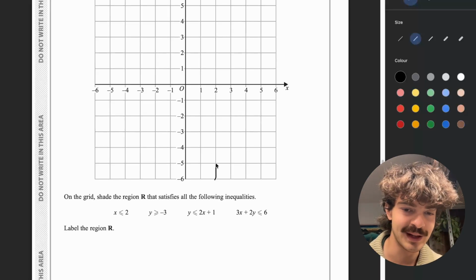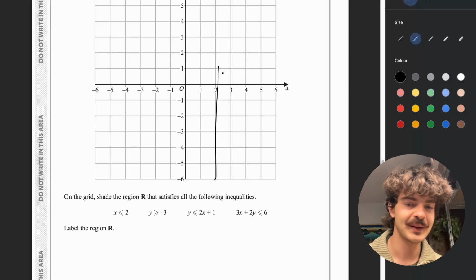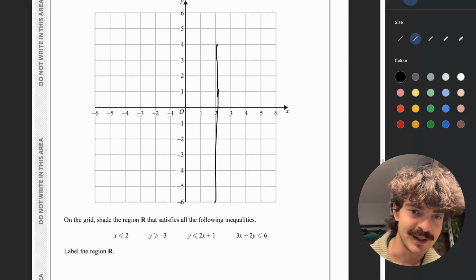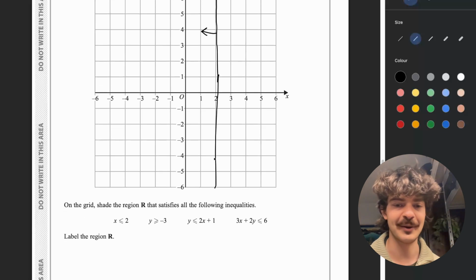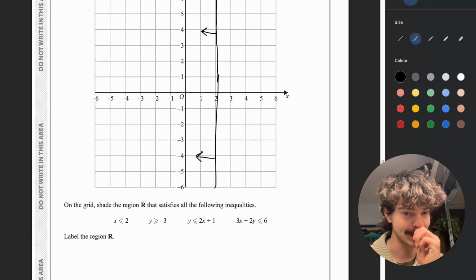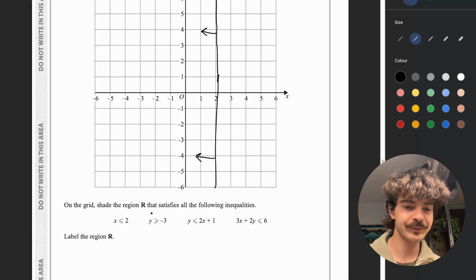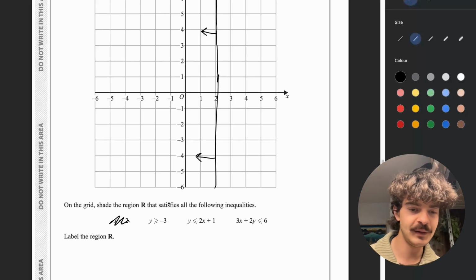And we want all of the values of X that are going to be less than that. So let's draw our vertical line. Try and do this as well as possible. And we want everything that is going to be smaller, that way. I'll draw some arrows on there to make sure we remember. All right, that's that one done.